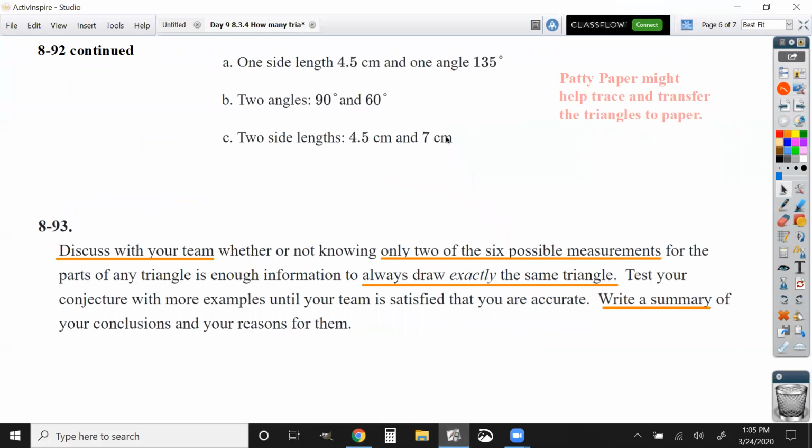Okay, the next one. They want you to make a triangle that has 2 angles of 90 degrees and 60 degrees. Pause your video, go do that, and then restart your video and see if you got the same one as me.